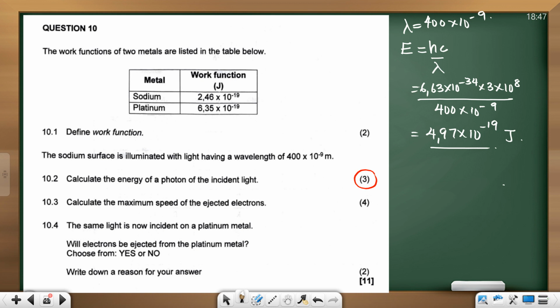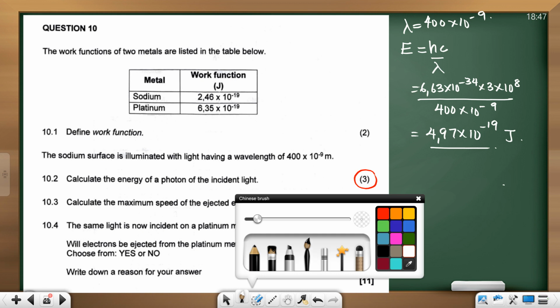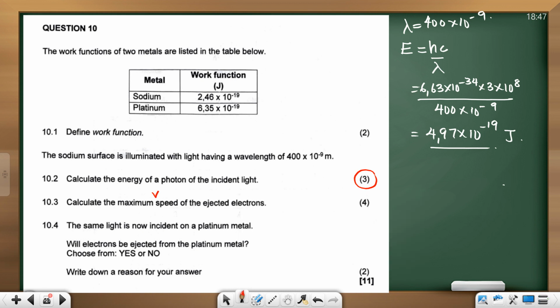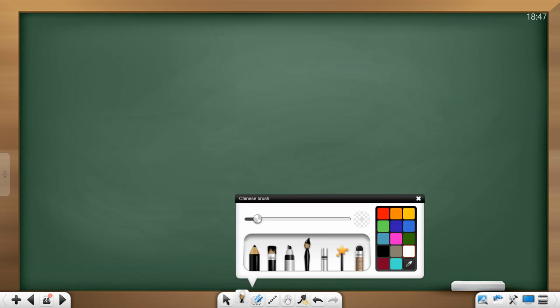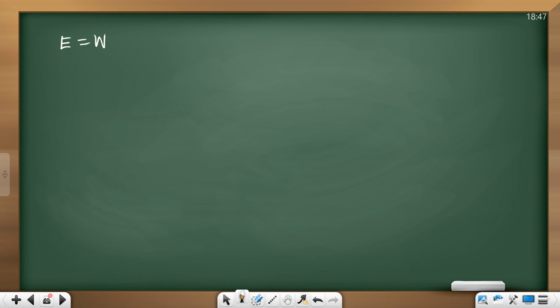Guys, we're looking for speed. Biggie, what do you have? We are looking for the maximum speed. People, V. Know where your V lies. Where is your V? It's in kinetic what? Energy. So, do we know the formula? E equals to what? Work function plus kinetic what?